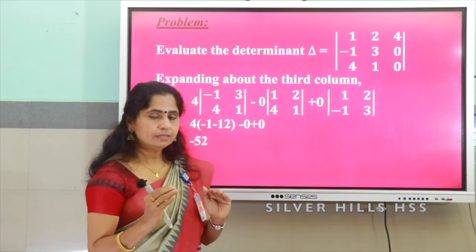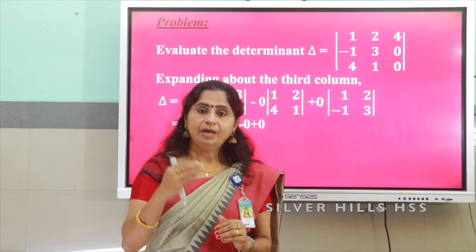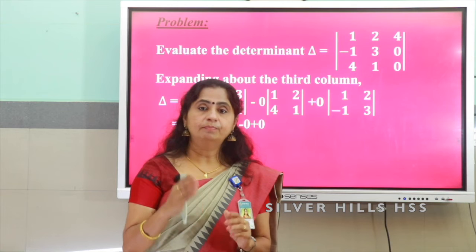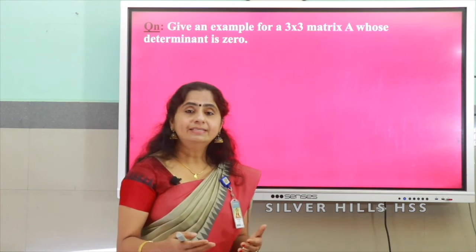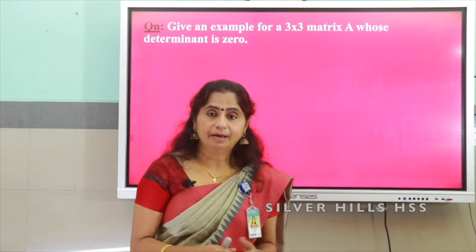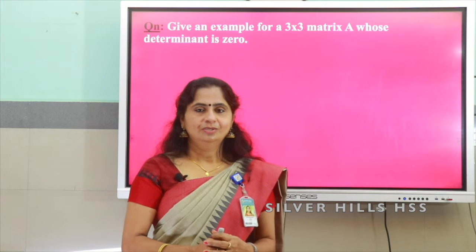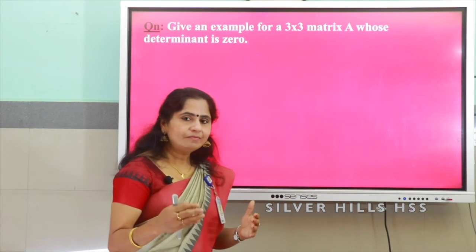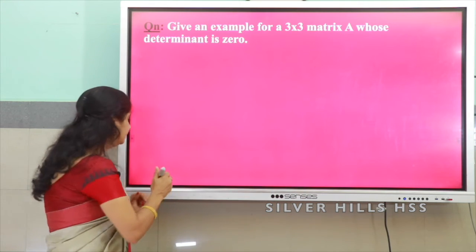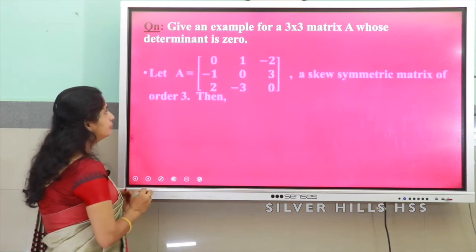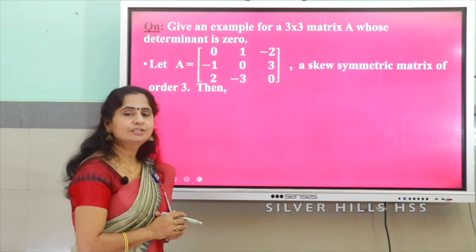So it is always better to evaluate the determinant where there are two zeros present in any row or column. Next question, give an example of a 3 by 3 matrix whose determinant is 0. All of us will not be able to give an example, so let's remember one theory here. Let me consider a matrix 0, 1, minus 2, minus 1, 0, 3, 2, minus 3, 0.